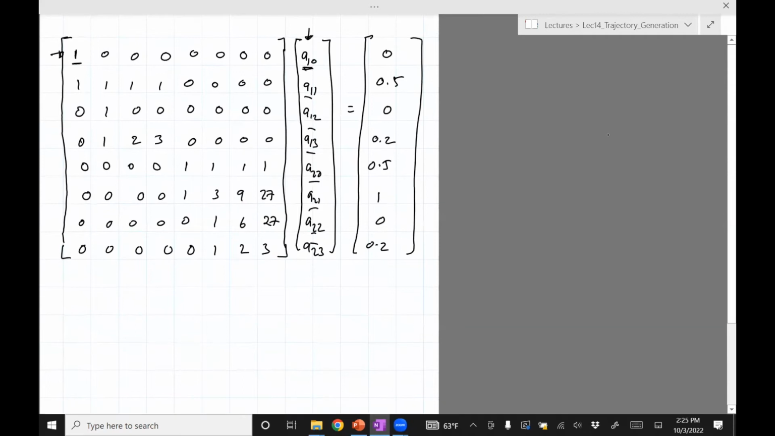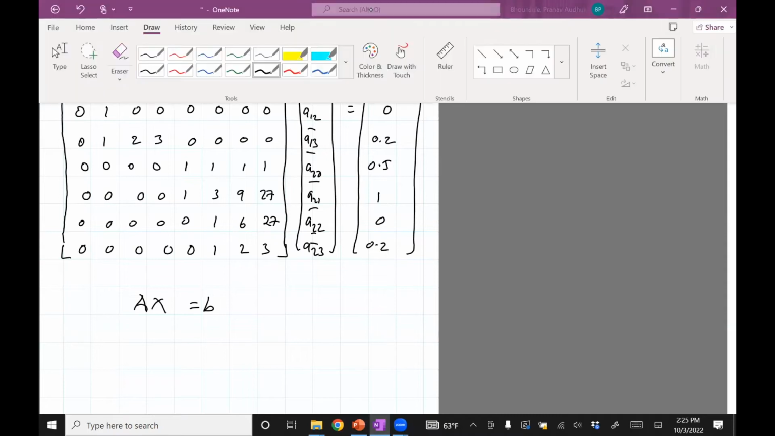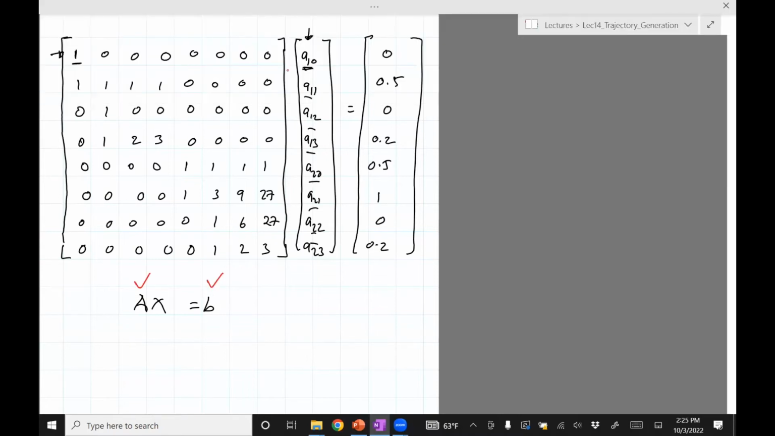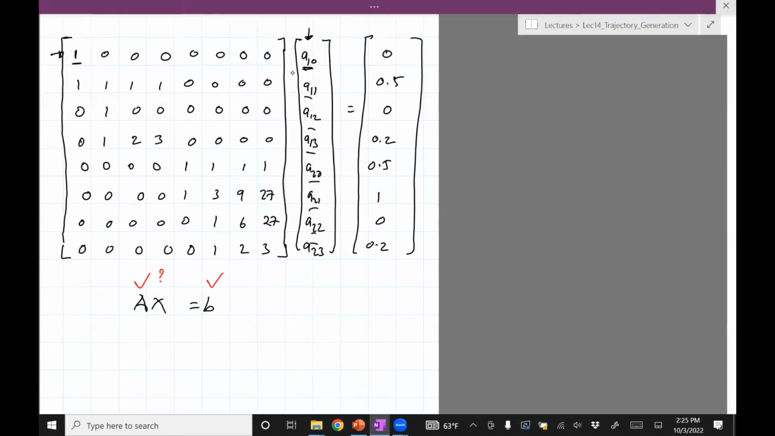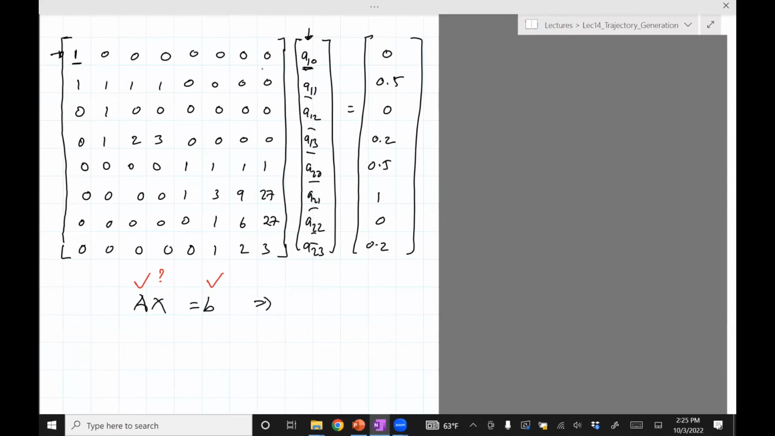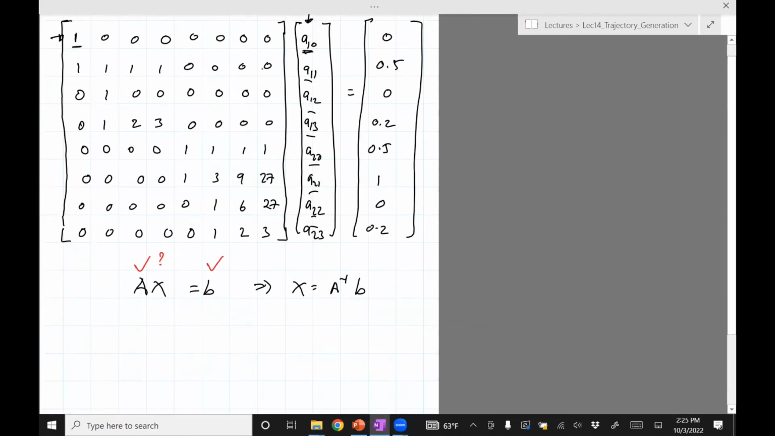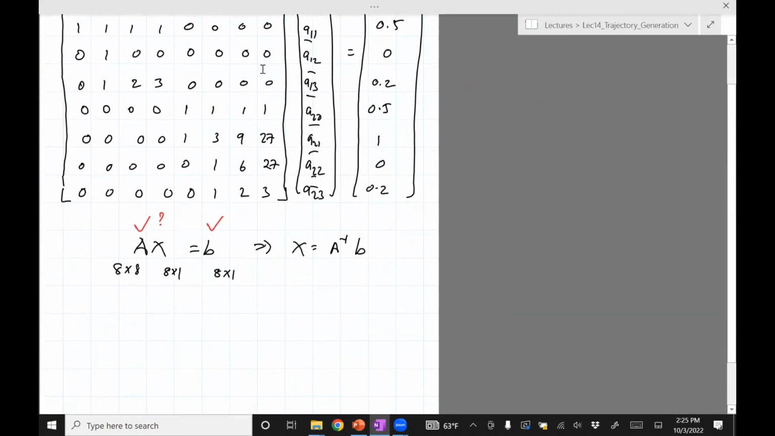Okay, so this is my grand equation, AX equals B, where A is known, B is known, X is unknown. It's a linear algebraic equation, which you can probably solve by hand if you want to, but it's not recommended. You can solve it by just taking the inverse of A. So A is 8 cross 8, X is 8 cross 1, B is 8 cross 1. So you can compute X, which holds the A's.